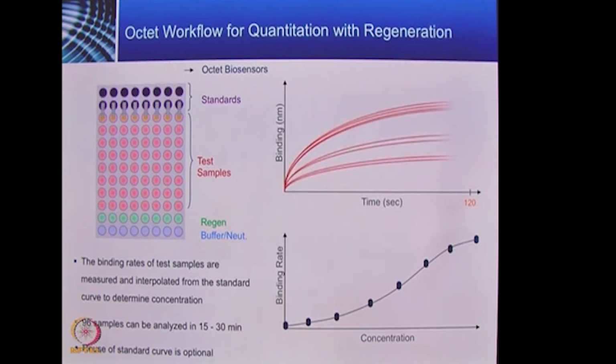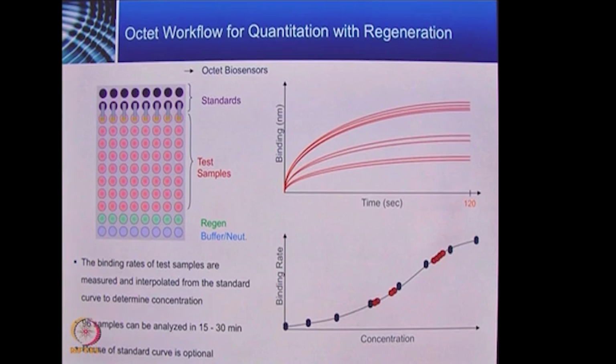After we get the standard curve, we can then regenerate the biosensors by putting them into the regeneration buffer, followed by the normal buffer to neutralize the biosensor. Afterwards, the biosensors are dipped into the wells which contain the samples at unknown concentration. From the binding curve, we can also get the initial binding rate of these molecules at unknown concentration. And by plotting this initial binding rate onto the standard curve, we can get to know the concentration of these unknown samples.